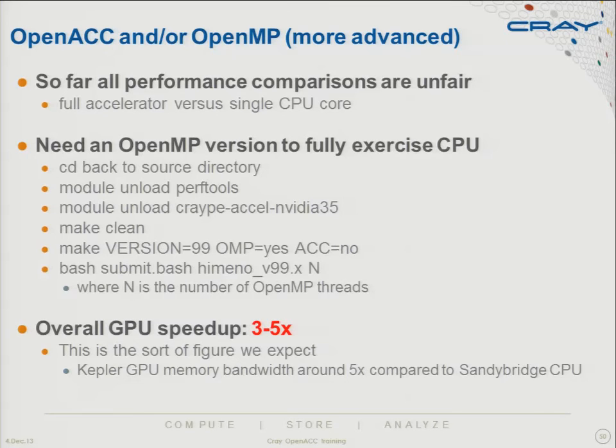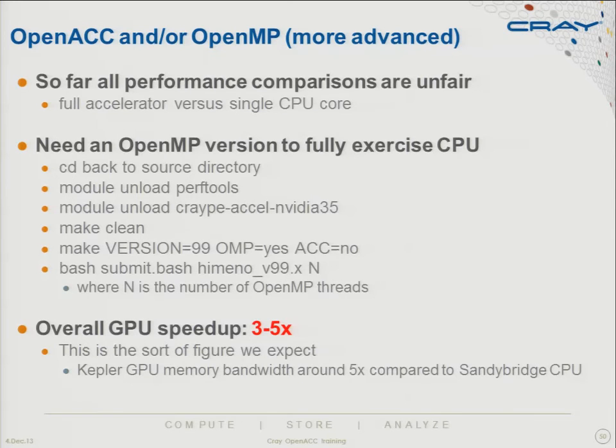It should do. The way to see that is to look at the compiler listing file, the same as you would do with the hlist equals a, and then look at the .lst file. And that will show you which loops have been vectorized. It can do, yes.